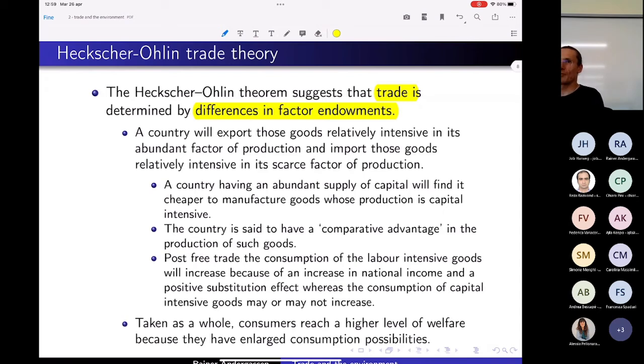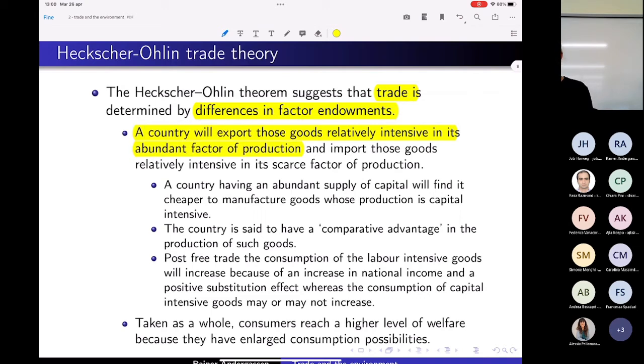I will be more specific when I go into the details of the model. But just from an intuitive point of view, if you use relatively more capital or relatively more labor, that's what matters. Because if this is clear, then the claim, and this is the theorem, and I'm going to prove it now, not formally, just with some graphs, some figures, is the following: a country will export those goods relatively intensive in its abundant factor of production.